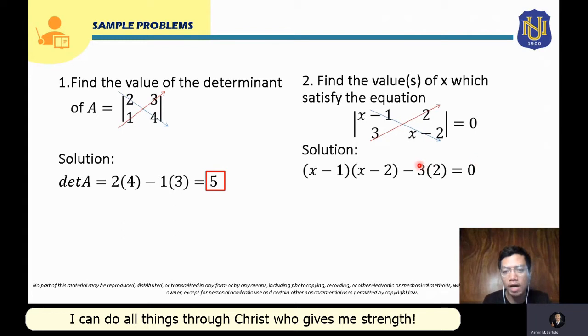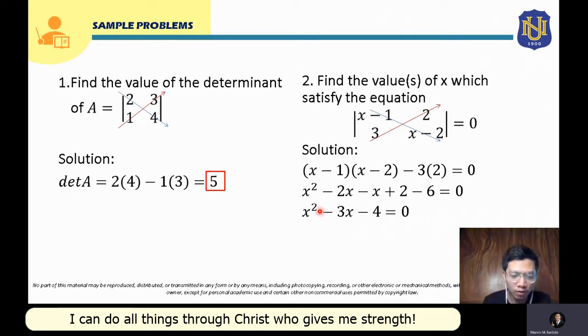Okay, so from here, we are going to simplify this. So simplifying this using the FOIL method to solve for x minus 1 times x minus 2, this will give you x squared minus 2x minus x plus 2. Okay, and then we get the product of 3 and 2. So that will be negative 6 equal to 0. Okay, so simplifying this further, it will give you x squared minus 3x minus 4, and that will be equated to 0.